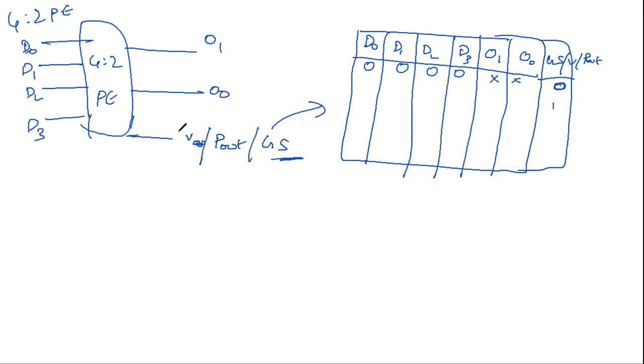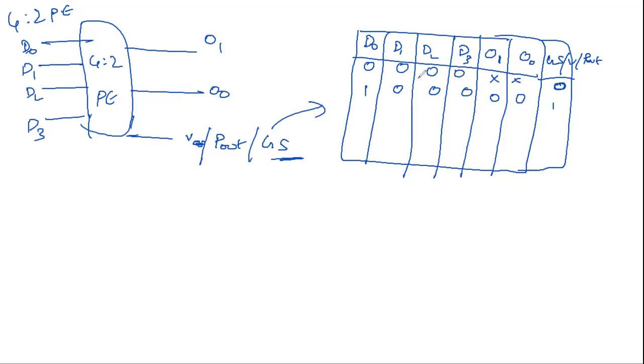For all remaining conditions, the output is 1. So I want 0 0 as output. Means D0 must be 1 and the remaining all are zeros. Because if D1 is 1, then what happens? Priority goes to D1 only. D0 will not appear here, right? Because this is a priority encoder.